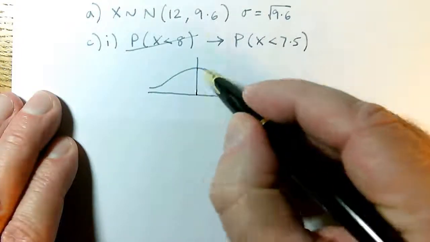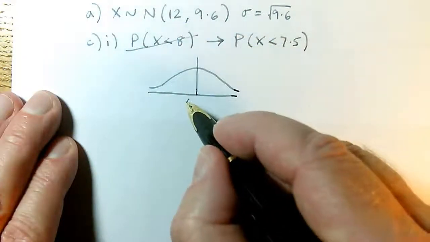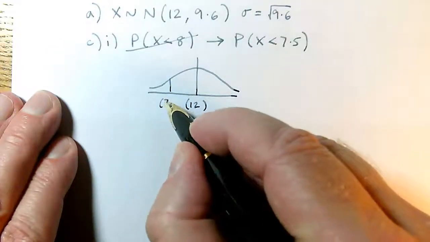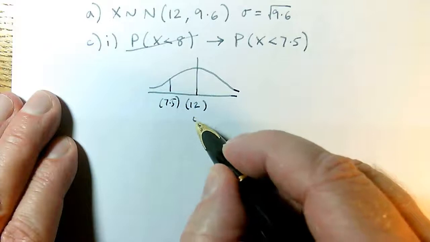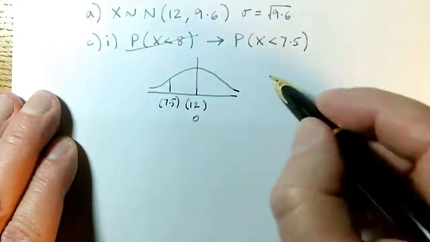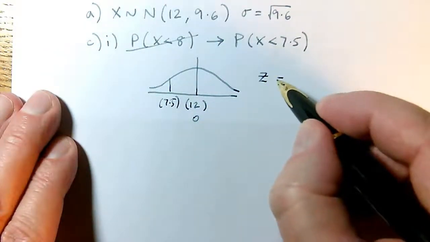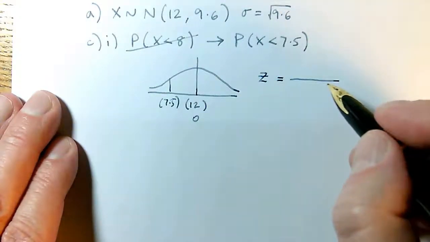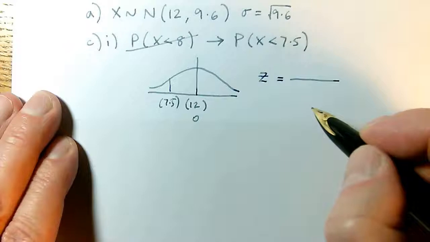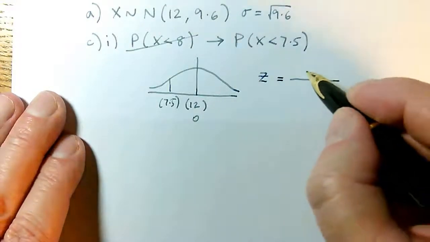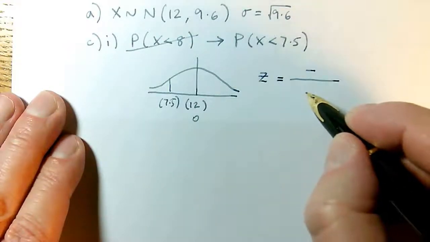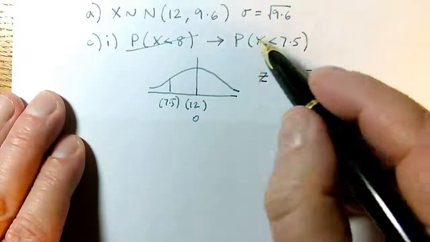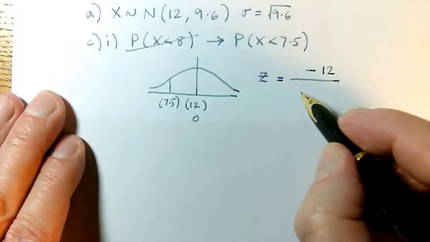I've got a normal distribution. The mean of this is at 12, so 7.5 is going to be definitely this way. Z is naught here, so this will be a negative z. My z formula, for a forwards normal distribution question, because we're finding a probability, is something minus the mean divided by the standard deviation. The mean is 12. The standard deviation is not 9.6, it's root 9.6.